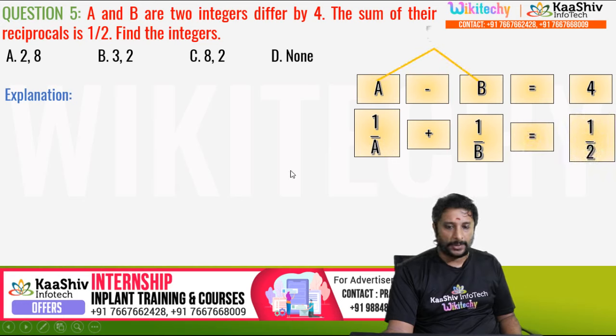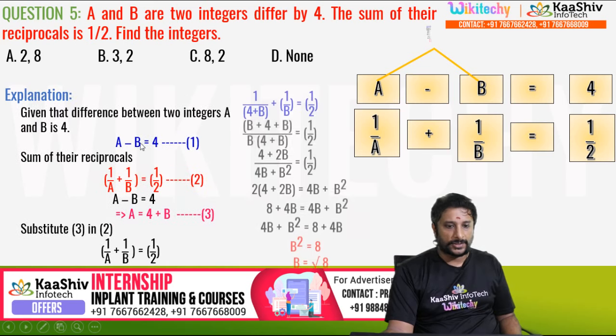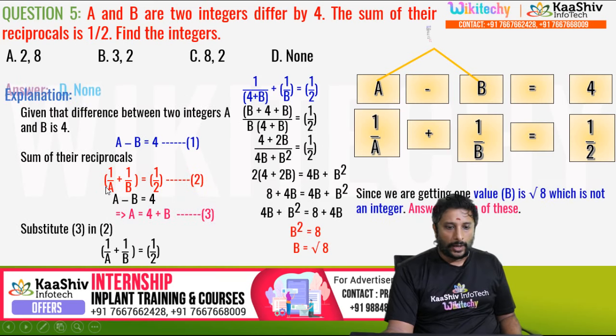And here is the explanation. A minus B is equal to 4, and 1 by A plus 1 by B is equal to 1 by 2. So solving this, you get A minus B equal to 4, and you will get this one. Substituting 3 in 4, 2, and 3 in 2, you get 1 by A plus 1 by B is equal to 1 by 2. Solving it, you will get the answer B is equal to root of 8.